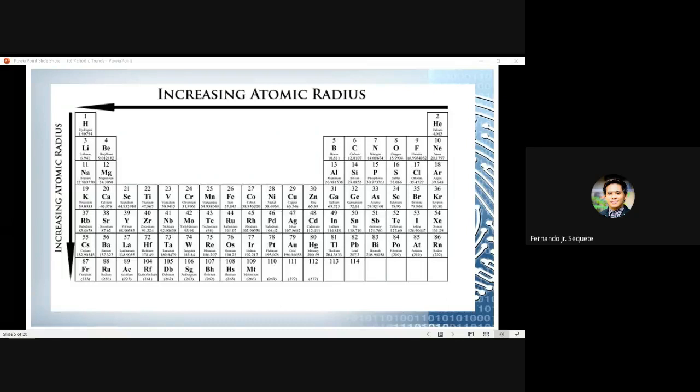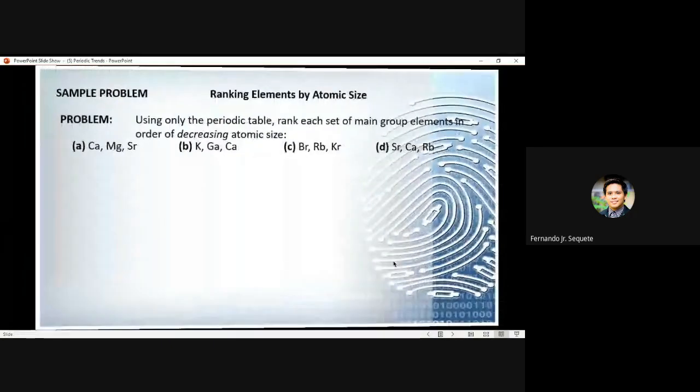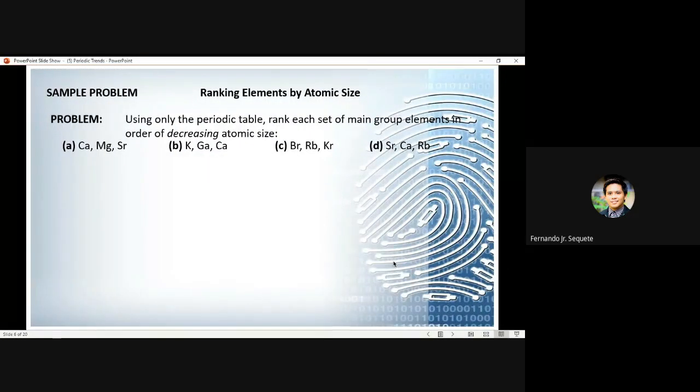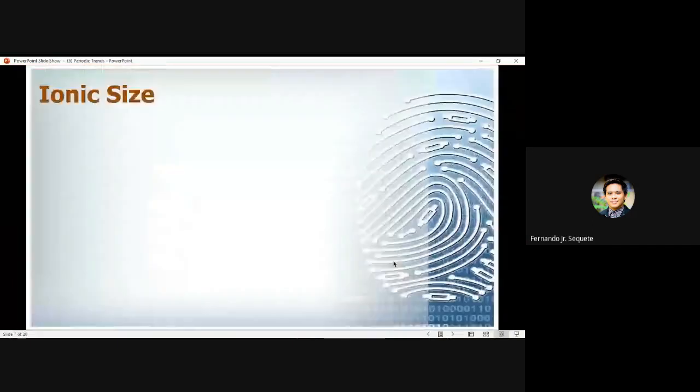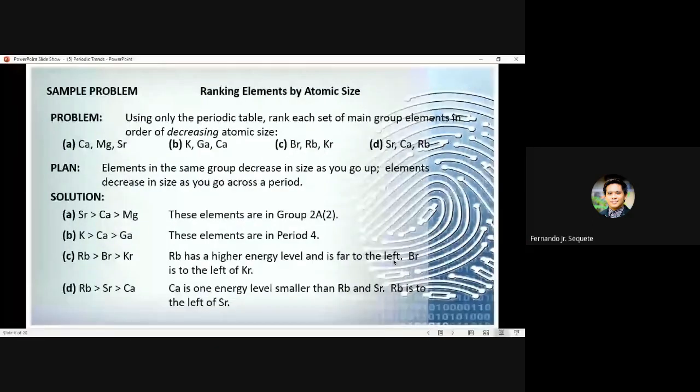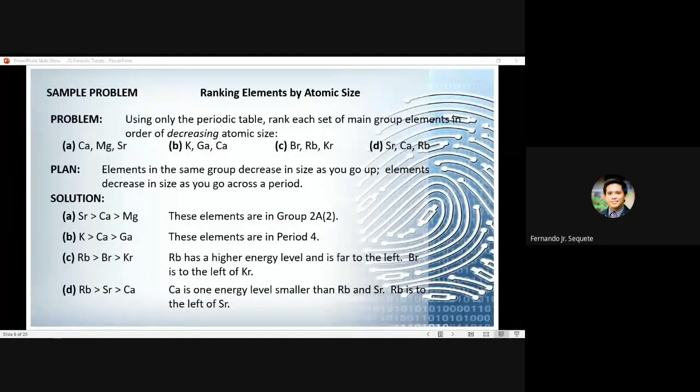Anyway, okay. Now let's try this example. I'm sure itong example na to, nakikita niyo sa inyong PowerPoint or sa PDF na binigay ko. Alam na natin yung sagot. Let's try to look at the answers na lang. Labas ko na yung tamang sagot. Okay, pag-usapan natin. Ranking elements by atomic size.